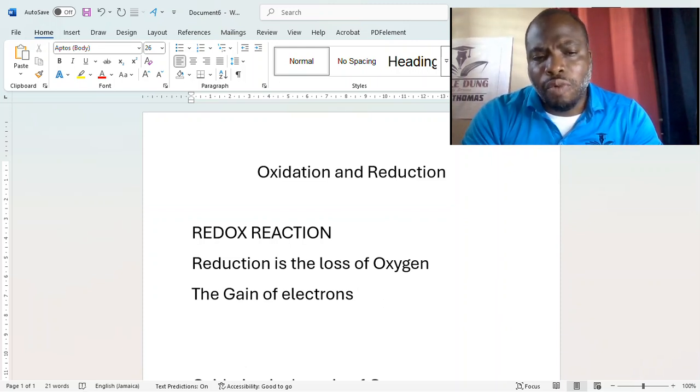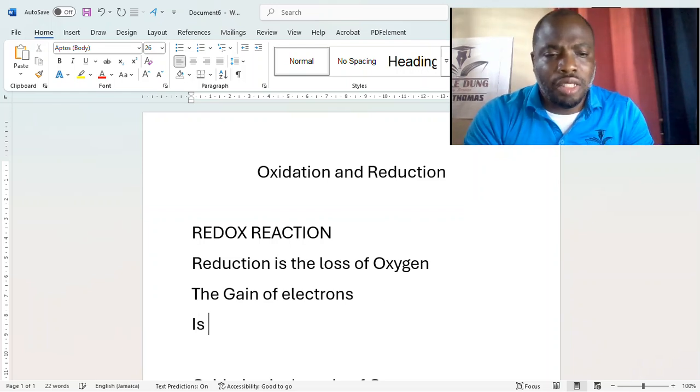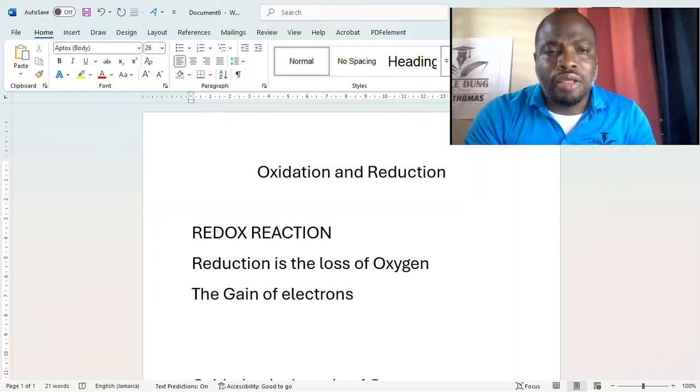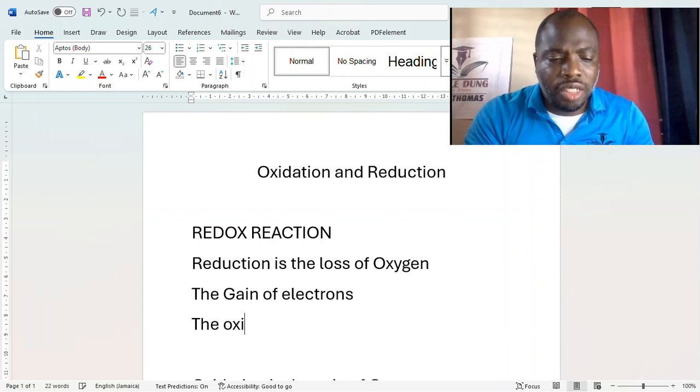Now, the other way in which we look at reduction or oxidation is the oxidation number. And under reduction, the oxidation number increases.